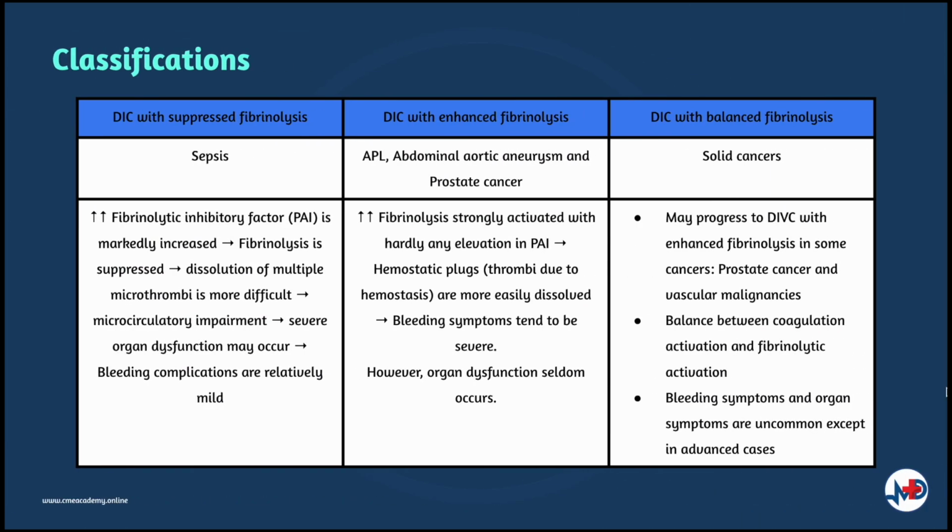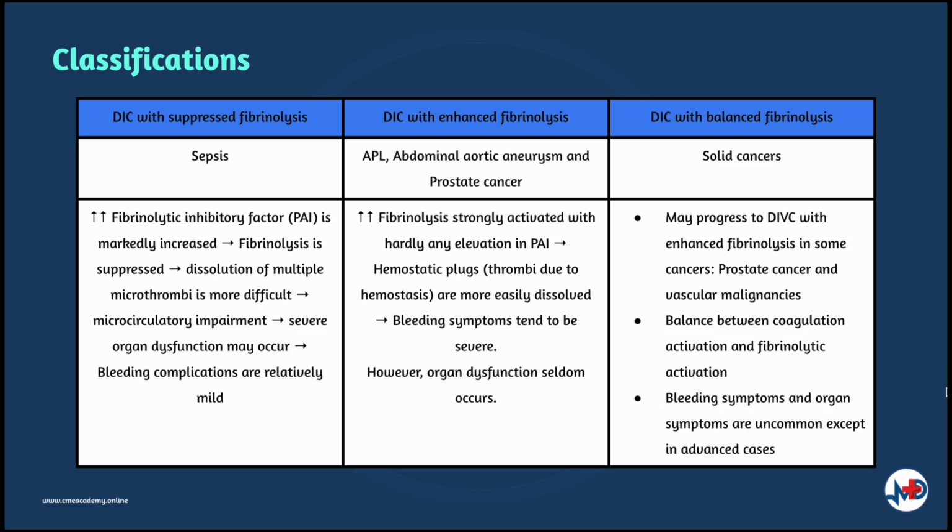Now let's move on to the classification. DIC can be classified into DIC with suppressed fibrinolysis, DIC with enhanced fibrinolysis, and DIC with balanced fibrinolysis. In DIC with suppressed fibrinolysis, it is seen in sepsis because fibrinolytic inhibitory factor is markedly increased.